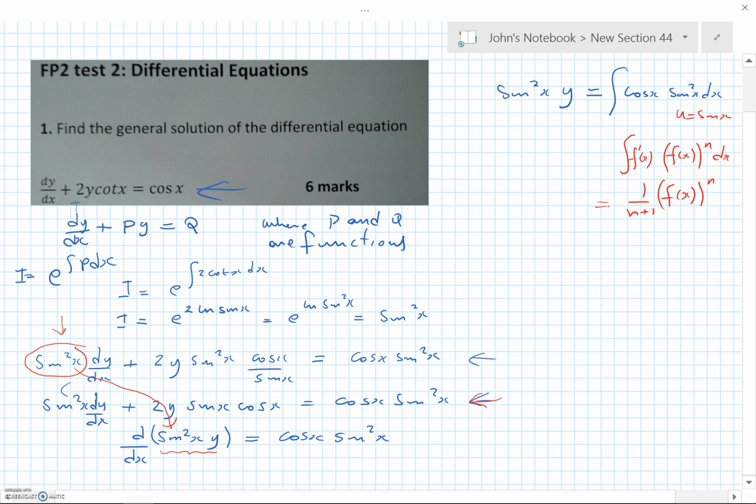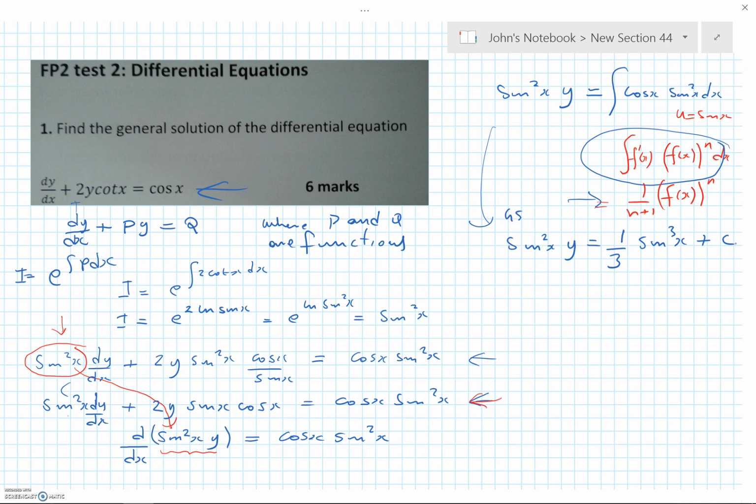So that means the general solution is sin squared x times y equals this integrated. Now, as I say, if f(x) equals sin x, it differentiates to cos x, so it's exactly of this form without any tweak whatsoever. So 1/3 sin cubed x plus c. I have little sympathy for those who didn't see that in the test. That should have been, say, C4, you need to be practicing your integration.